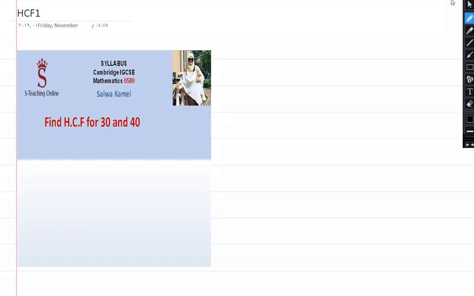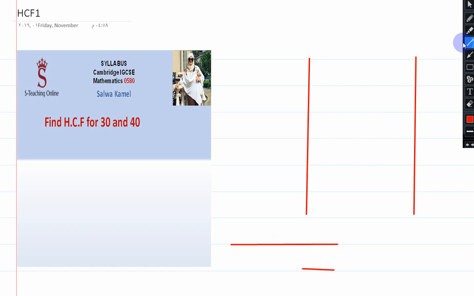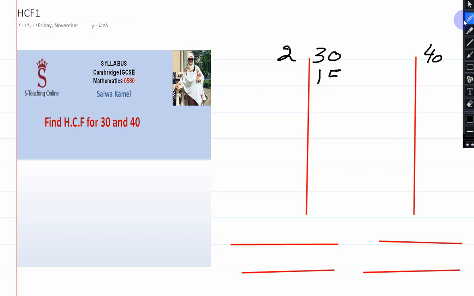What do I have to do here? Let's see how to solve it. I'm going to factorize the two numbers into prime numbers. This is the easiest way to solve this type of question without any mistakes. Let's go for 30 and 40. So 30 divided by 2 equals 15. Divided by 5 equals 3. Divided by 3 equals 1. So the prime factors here are 2 by 5 by 3.